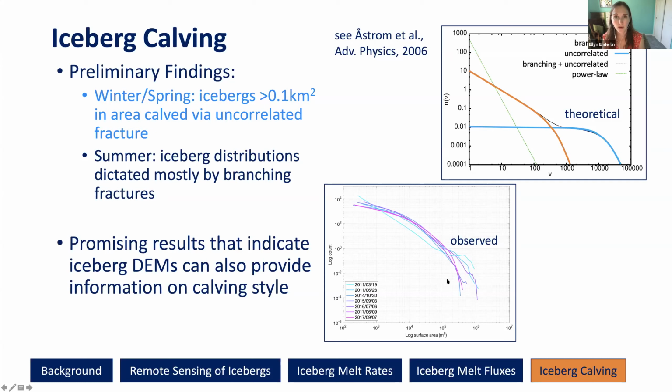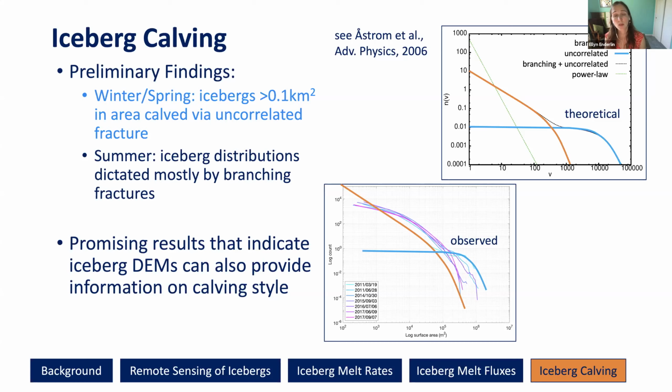So it actually has a very different size distribution. And if you throw those curves up on there, you end up finding that icebergs greater than about 0.1 kilometers squared in area were dominated by calving of these uncorrelated fractures. And everything else was from these branching fractures. And that was our only winter observation. The other ones are all summer, and they're all dominated by those branching fractures.